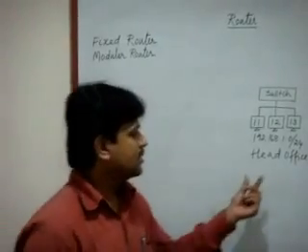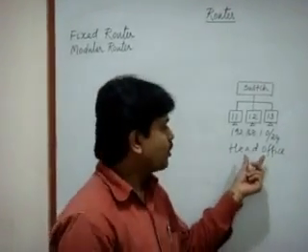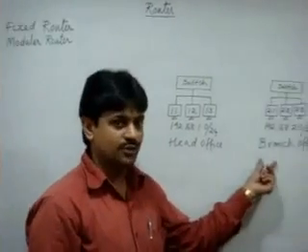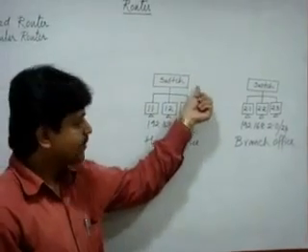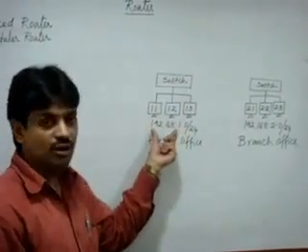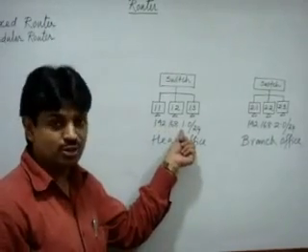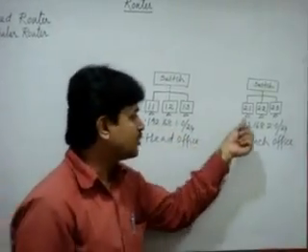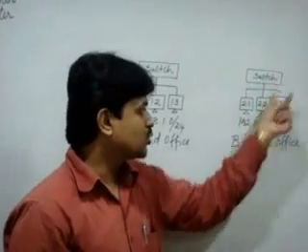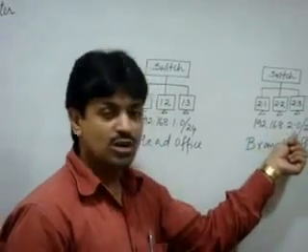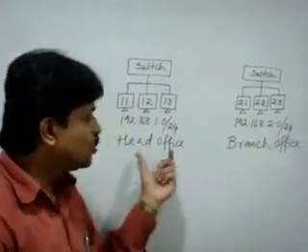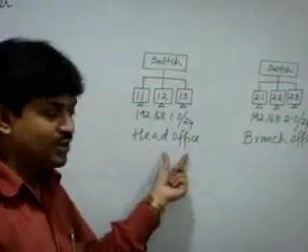See, we have an example. We have one head office and a branch office. In the head office, there is one LAN. All these PCs are connected to a switch. These head office PCs are in the 192.168.1.0 network. Similarly, in the branch office, all these PCs are connected to a switch, and this LAN is in the 192.168.2.0 network. Two offices: the head office and the branch office.